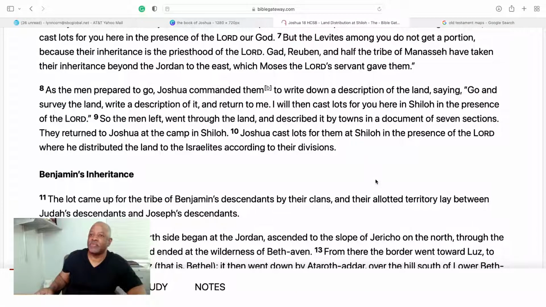So the men prepared to go, and Joshua commanded them to write down the description of the land, saying, "Go and survey the land, write the description of it, and then return to me, and I will cast lots for you at Shiloh in the presence of the Lord." So the men left and went through the land and described it by towns in a document of seven sections. They returned to Joshua in the camp. Joshua cast lots for them at Shiloh in the presence of the Lord, and there he distributed the land to the Israelites according to their divisions.